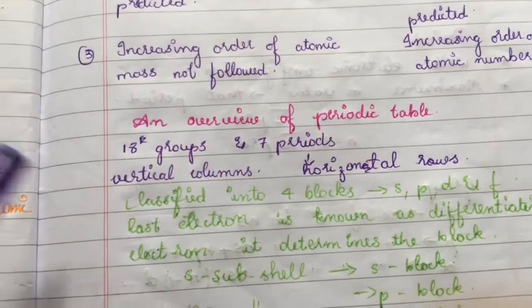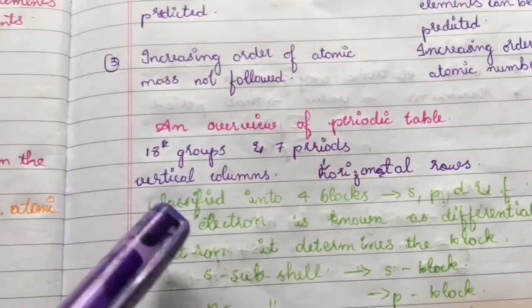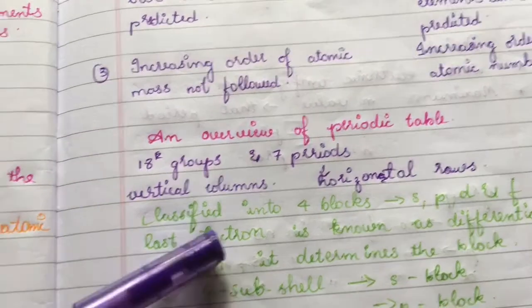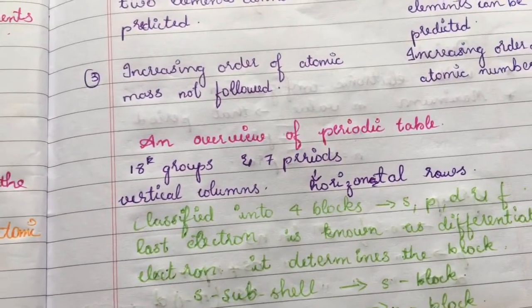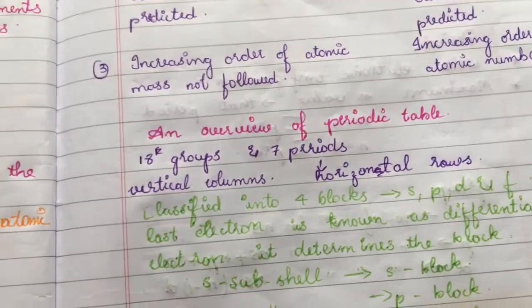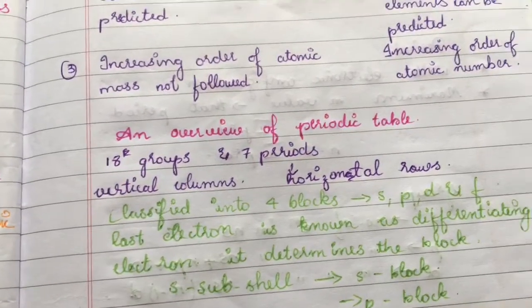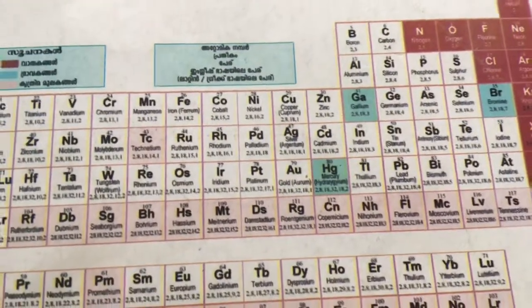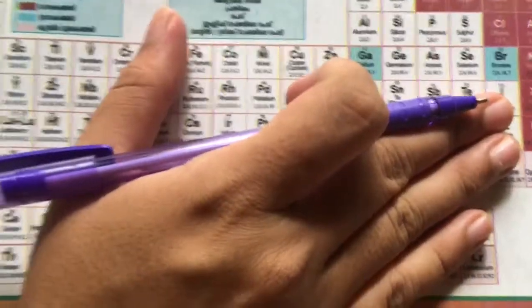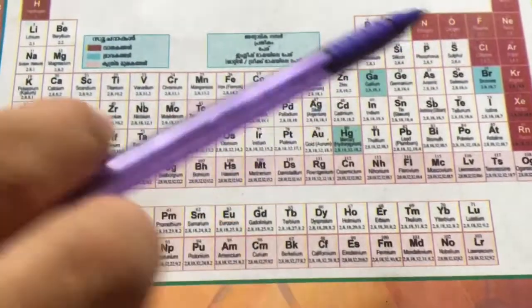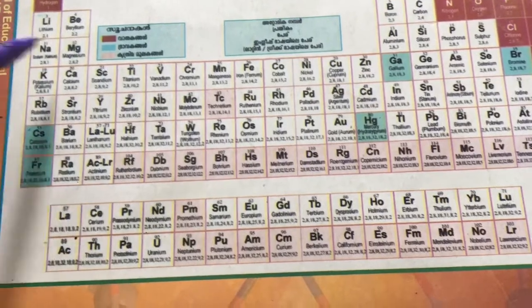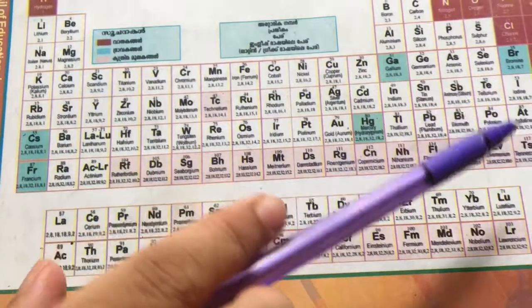In the previous class, we discussed the modern periodic table and the problems as well as the solutions for our modern periodic table. Let us take a trip to our modern periodic table, as it is given in your textbook. This is the modern periodic table in which the elements are classified, that is, elements are well arranged.